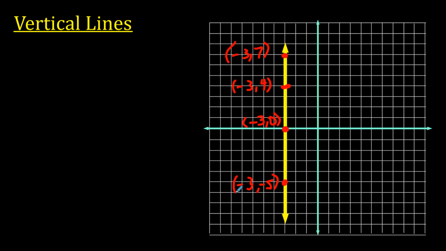So what's the same on all of these? Well, the x value, right? The x value is negative 3 for all of them. And so the equation for this line is x equals negative 3.